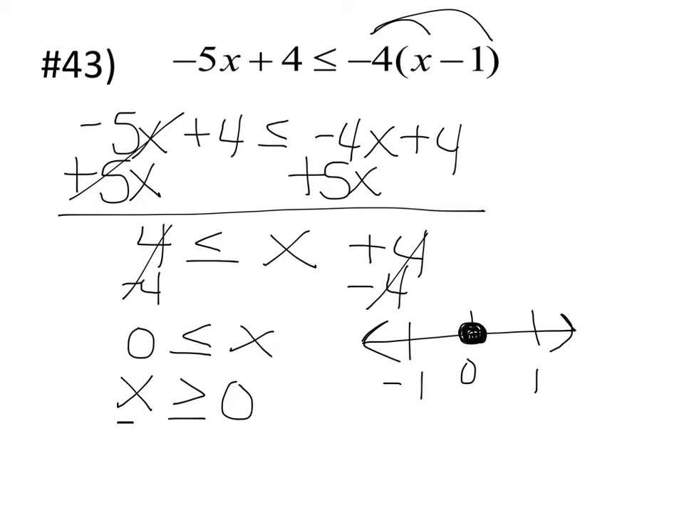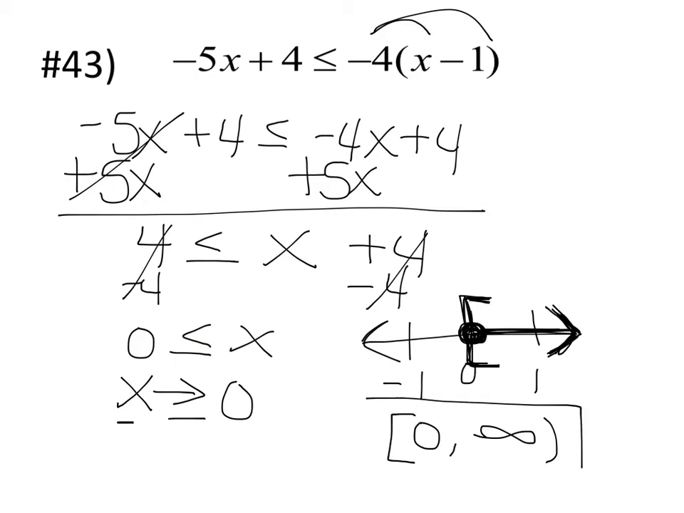Now that I put my variable first, I'm going to shade the direction the arrow points, which is this way. A closed circle, closed dot, is the same as a bracket. So I bring my bracket down at 0. It goes on to infinity, and infinity always gets a parenthesis.